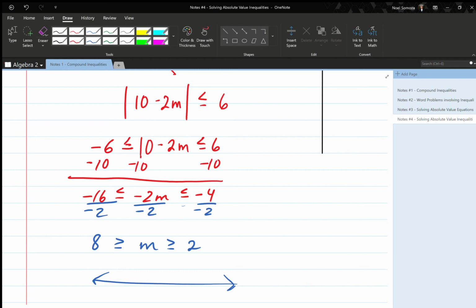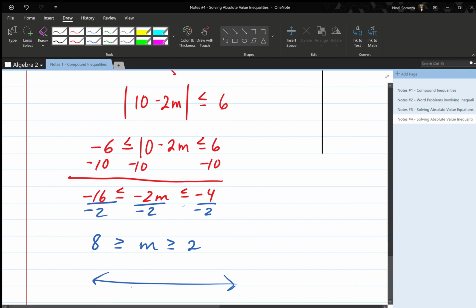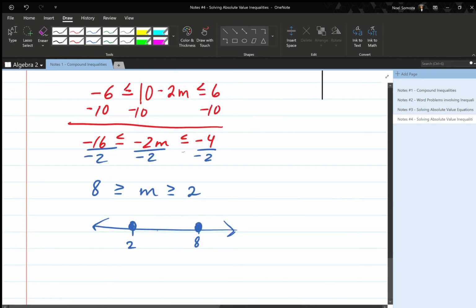I have 2, I have 8. m is sandwiched in between both, so I want to fill in the middle. Finally, create my interval.